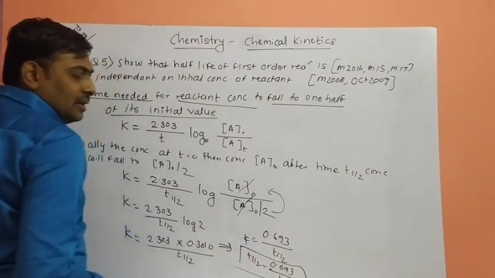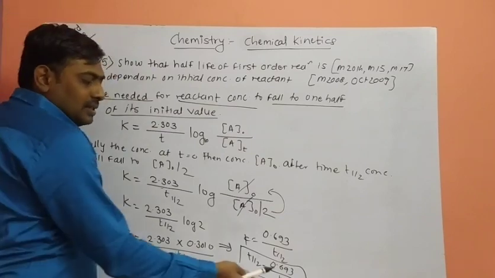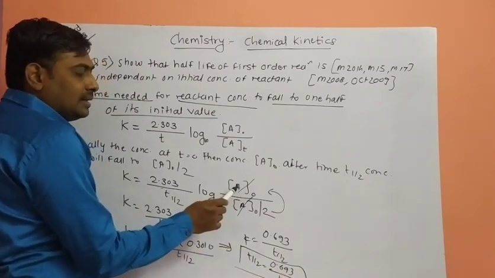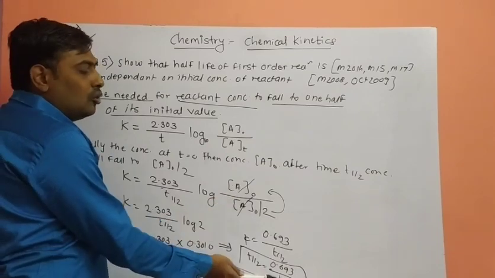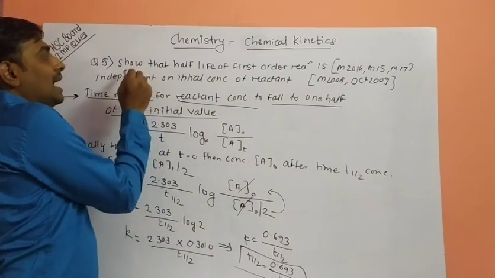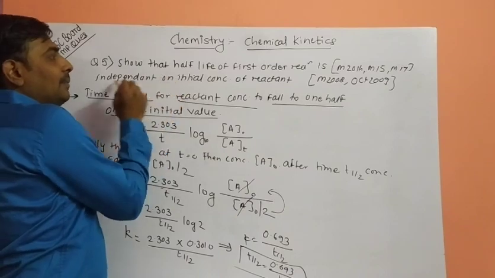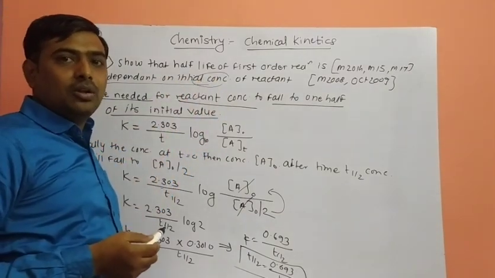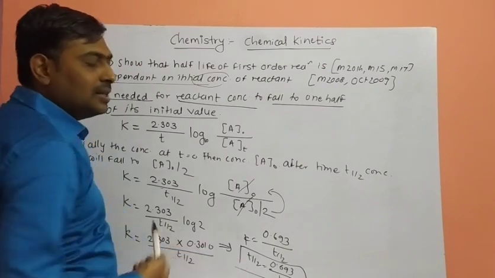This equation does not contain concentration terms, only rate constant terms. Is A0 there? No. It means it has been proved that the half-life is independent of the concentration. The half-life equation does not contain concentration terms.